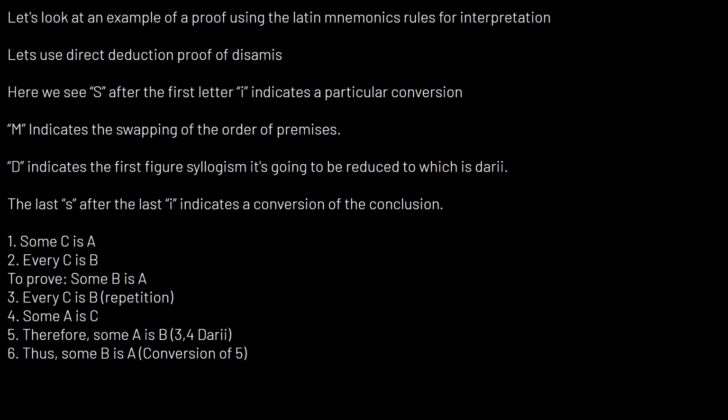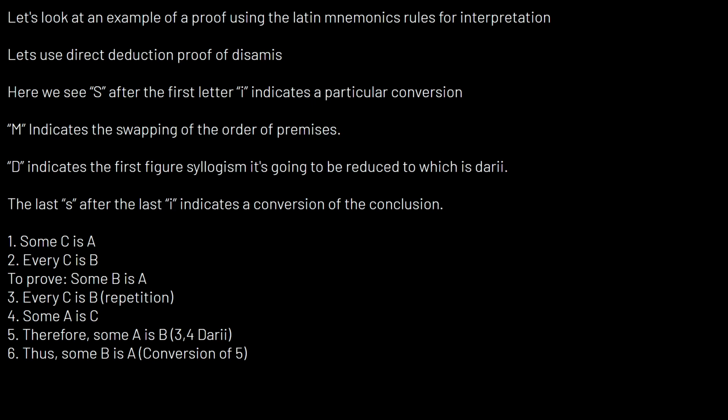If I want to prove the conclusion, therefore some B is A, I have to repeat every C is B, because remember, if I did not have that M, I would repeat some A is C first. But no, I repeat in my third premise or third assumption that every C is B, repetition of premise 2, and 4, swap the order of the premises, so some A is C. But notice that I had to convert premise 1, so some C is A logically converts to some A is C. Remember, for the logically sound conversion rules, some A is C, therefore some A is B, 3 for Darii.